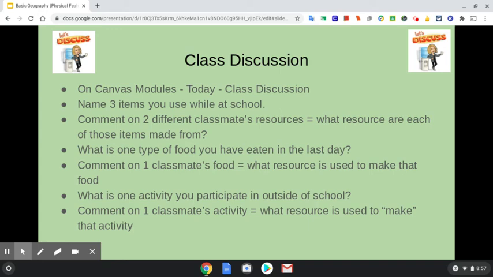And then the last question is, what is one activity you participate in outside of school? It can be anything. So after you get done, you'll see everyone's comments, and then you're going to again comment on one classmate's activity, and you're going to think of what resource you need to be able to have that activity happen. If it's a sport, what are they needing, the ball, for example? What is the ball made out of? What resources were used to make the ball? What resources were used to make any props that you would need for the activity?